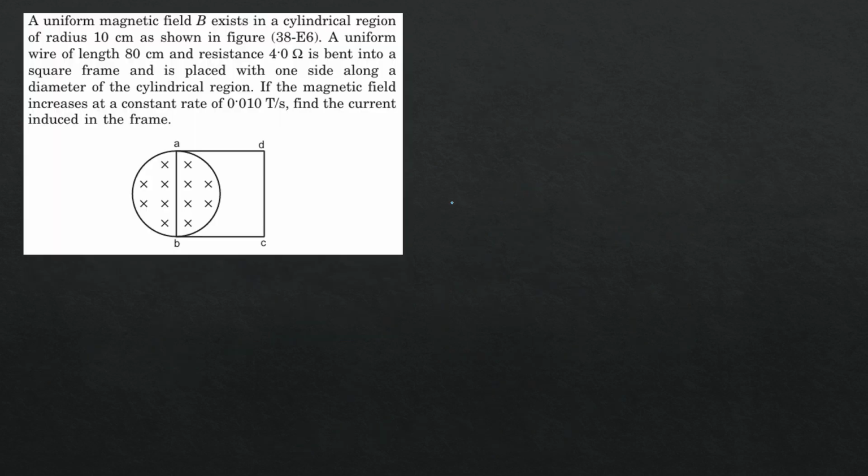Okay, let's move to the next question. Question number 9. Read the question first yourself. A uniform magnetic field B exists in a cylindrical region of radius 10 centimeter, as shown in the figure. A uniform wire of given length and resistance is bent into a square frame, placed with one side along a diameter of the cylindrical region. If the magnetic field increases at this rate, find the current induced in the frame. I'm giving you 2 minutes. Try this question.